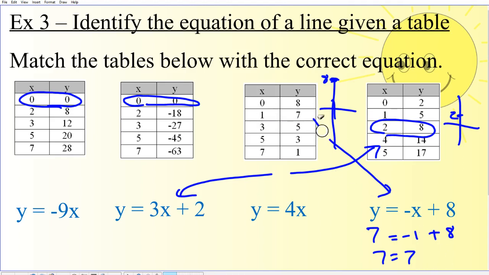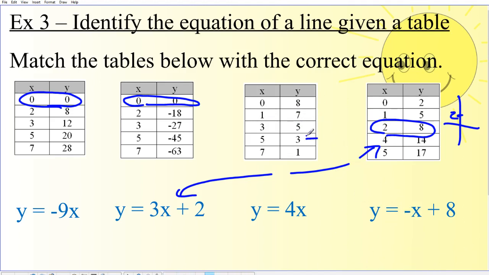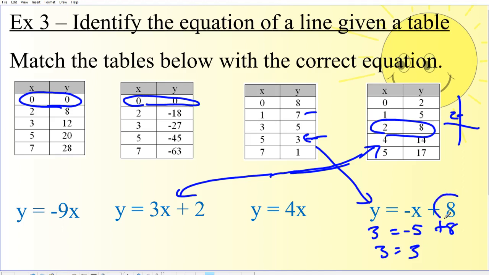And every single point in this table would work in this equation. If I pick another one, if I pick this guy, Y value of 3, X value of 5. Does this math check out? Negative 5 plus 8 is 3. It works. So these two are a match. This point worked and that point worked. If I tried all of them, they will all work in here. And look, he has a y-intercept of 8, and this table has a y-intercept of 8. This table, the line would cross the y-axis at a value of 8.